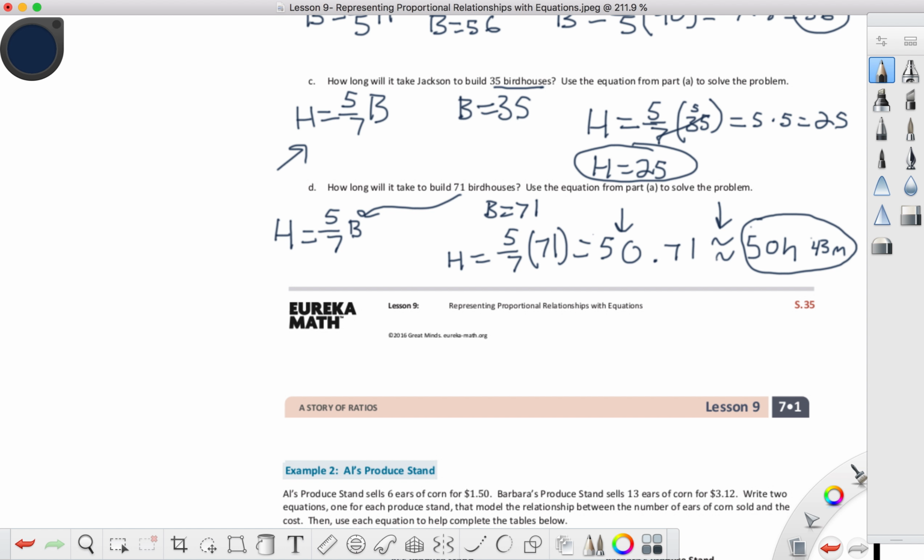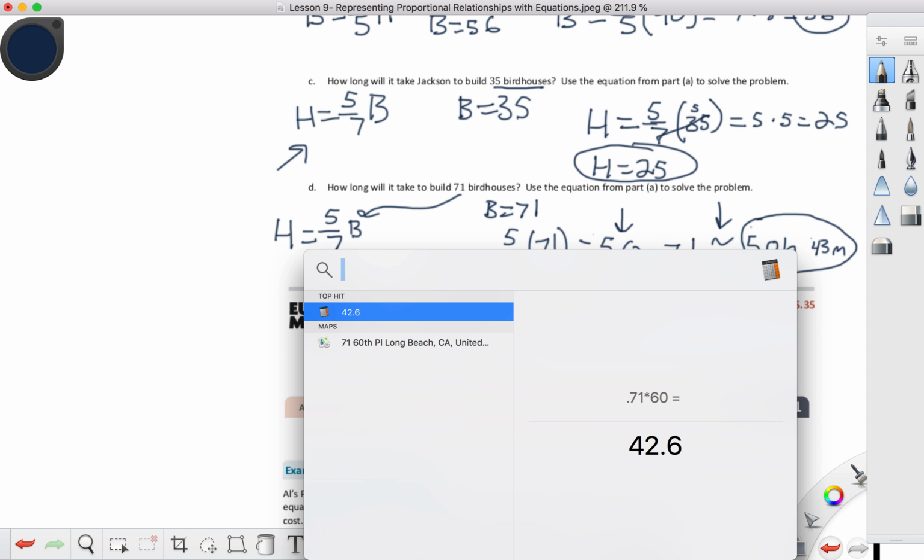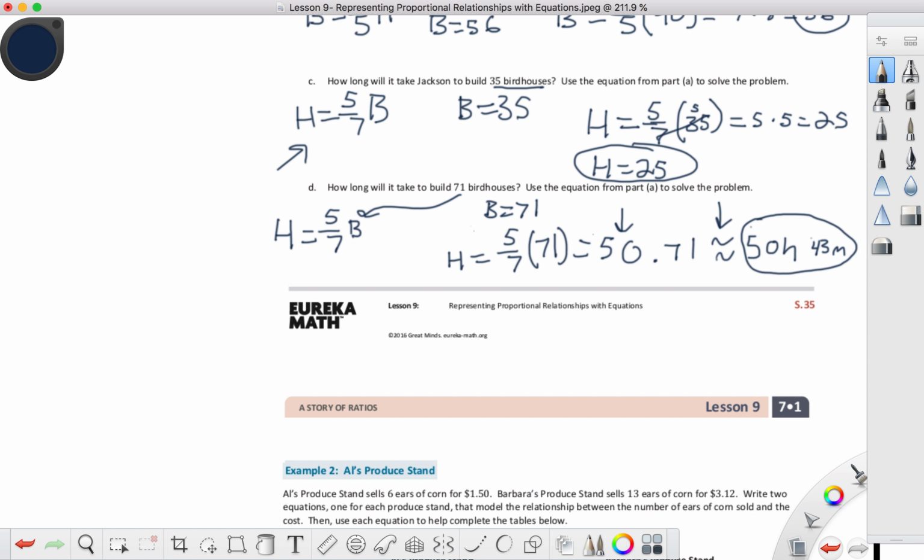So the actual calculation was whatever we did before. Oh, it disappeared. I'll rewind the video. This is what H is equal to, approximately.